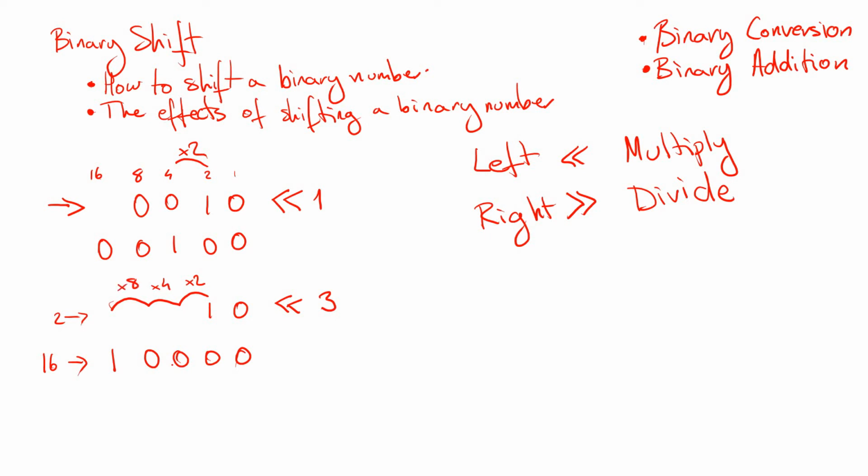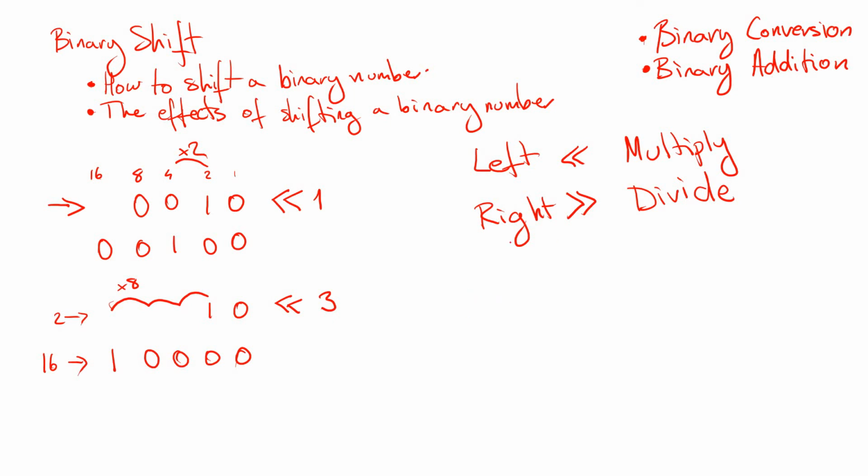So you're not actually doing 2 times 2, then times 4, then times 8. You're just multiplying it by 8, in fact, because it's 3 positions. Simple as that. So 2 becomes 16. If you are shifting by 5 positions, then you are multiplying by 32. Okay, so it's a very simple process. With practice, you will get it.